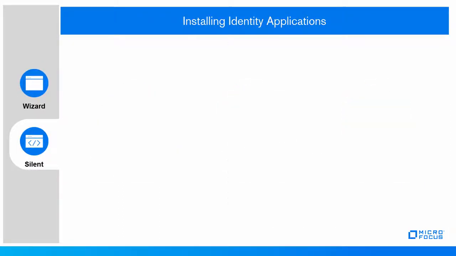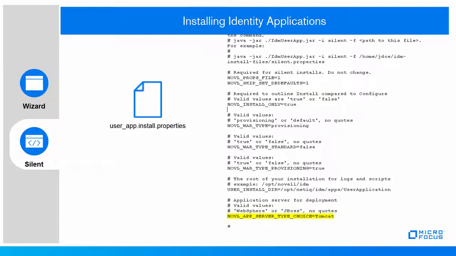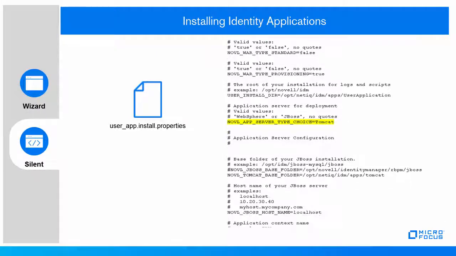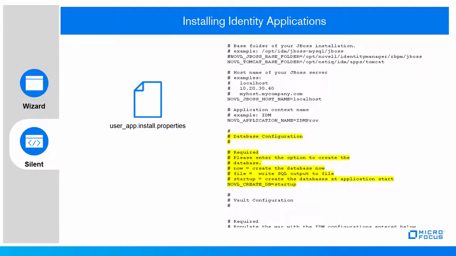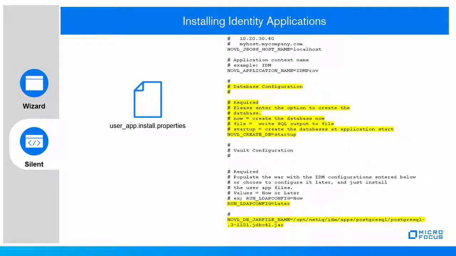For example, if you want to install user application on a Tomcat application server with a PostgreSQL database, here is a sample file that has values for this installation. Also, you can choose to configure the application immediately or later. After installing identity applications, you need to manage the settings for user application and driver configurations.